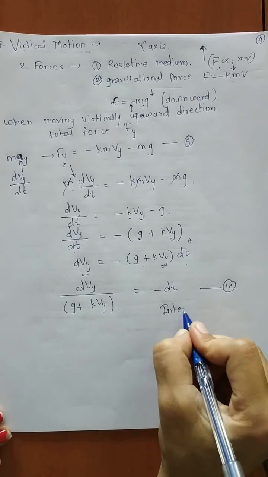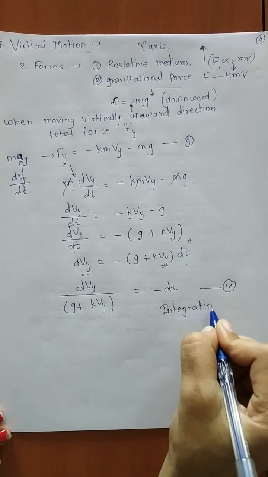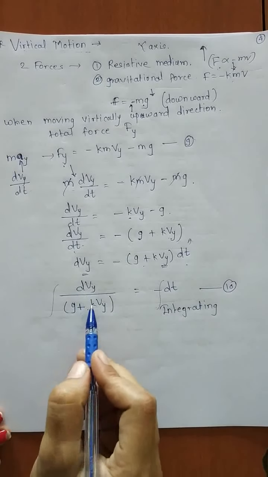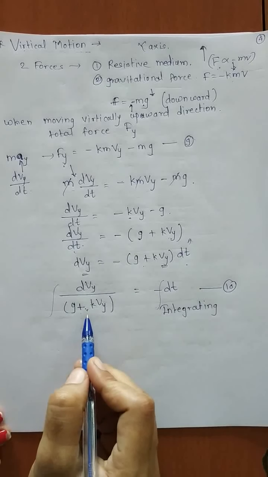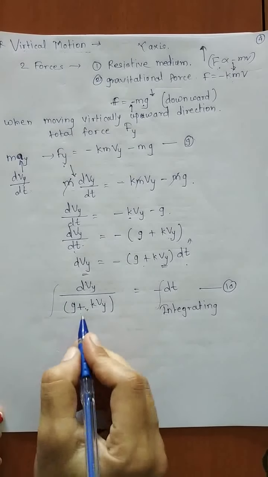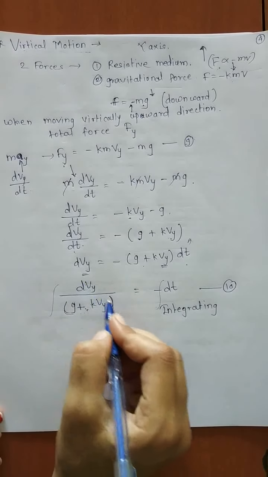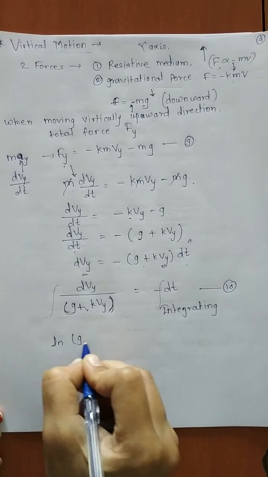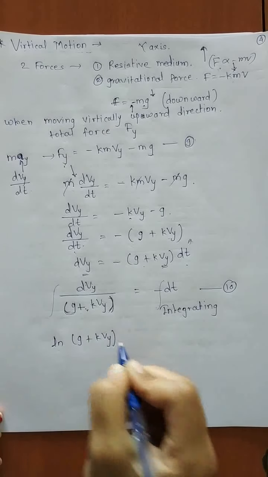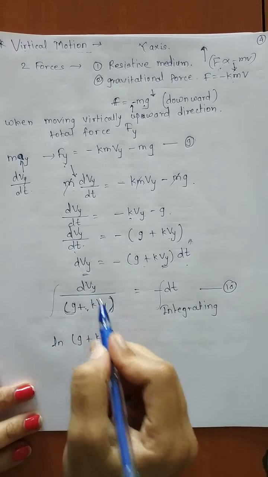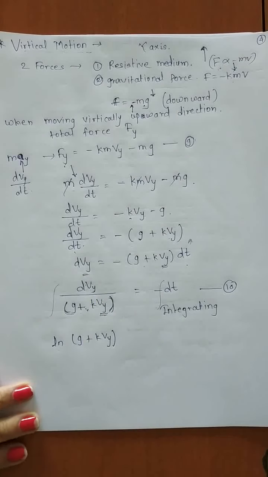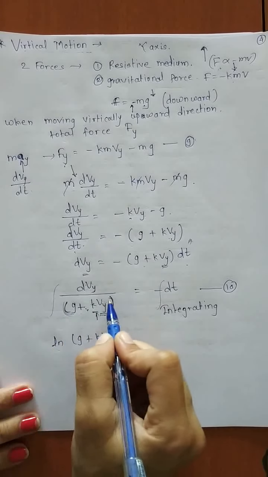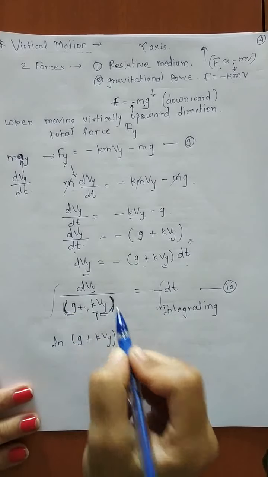By integrating, what will we get? Again here, it is 1 by x. The integration of the form 1 by x is nothing but ln x. So here this is our x. So what will the integration be? ln (g plus k vy). Now here we have vy and the integration is also with respect to vy, so we have to divide by the derivative of this term. That will be the total integration.